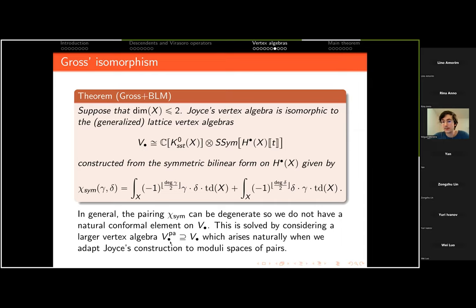It arises also naturally from Joyce's construction, but applied to moduli spaces of pairs, which have a different obstruction theory. And so the complex theta, which is behind the state-field correspondence, you should change accordingly to account for the deformation theory of pairs.